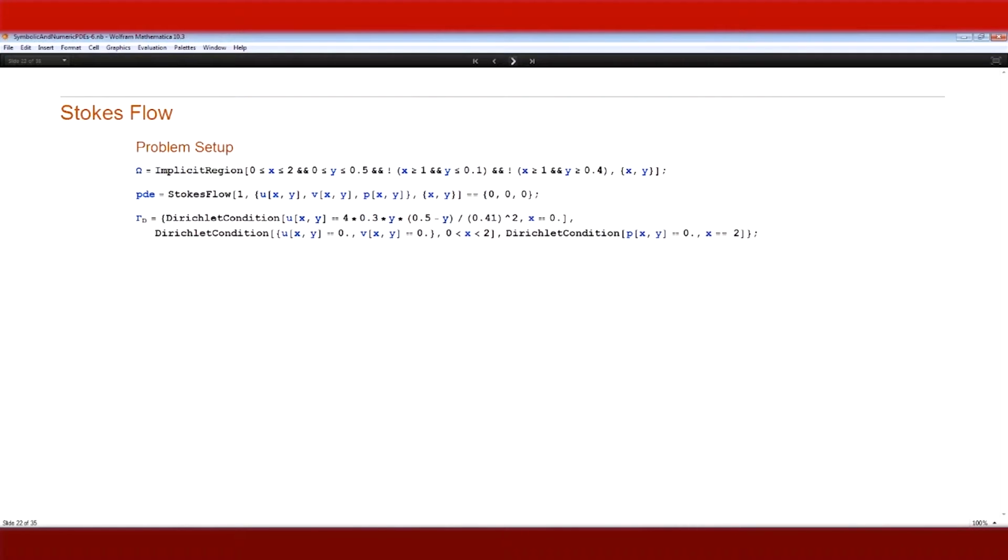Thirdly, we specify the Dirichlet boundary conditions. The first Dirichlet condition is on the left-hand edge, the inflow condition, and it specifies that the velocity in the u direction is given by the formula shown. The second Dirichlet condition is that u and v are both set to be 0 between the inflow and the outflow. So all boundary walls have a 0 velocity component in u and v direction. And the last Dirichlet condition specifies the pressure at the outflow. p is set to 0 here.